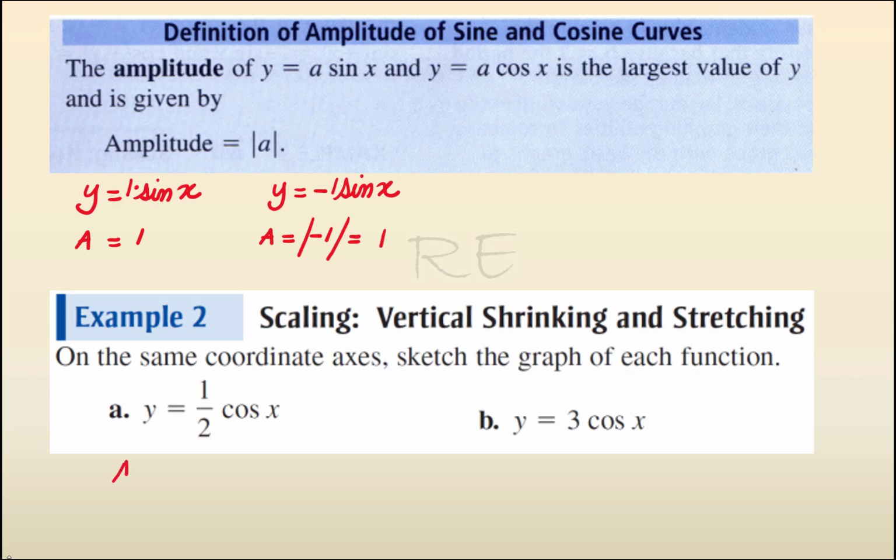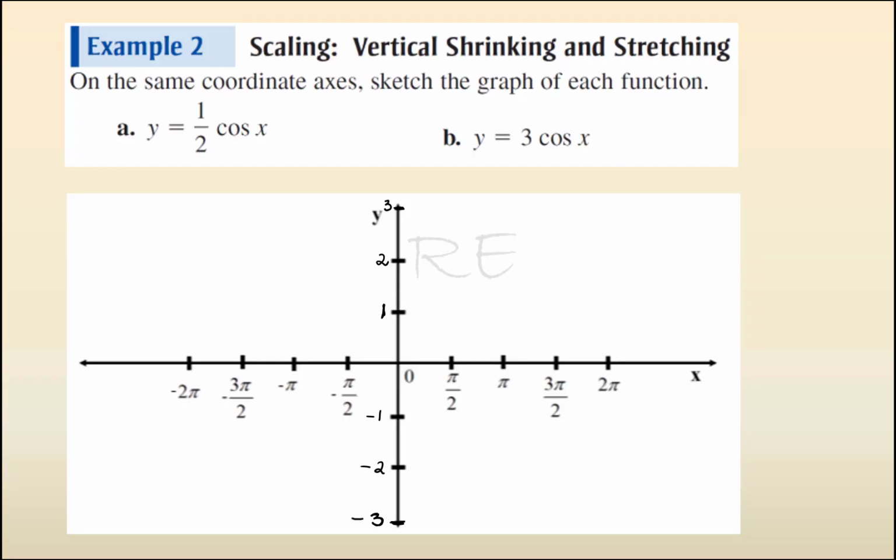The amplitude of y equal to half of cosine x is 1/2. The amplitude of y equal to 3 cos x is 3. The family function for both is y equal to cosine x, which can be sketched easily. It's a cup. Now, y equal to half cosine x has an amplitude of 1/2. So we start with 1/2.